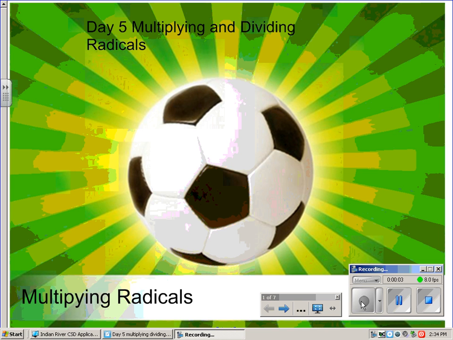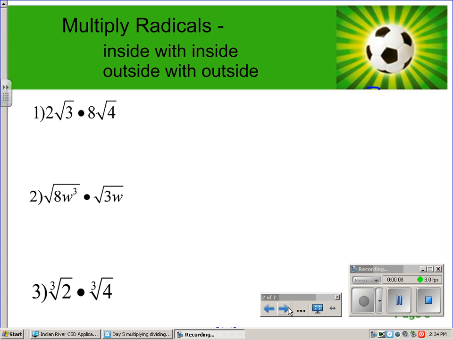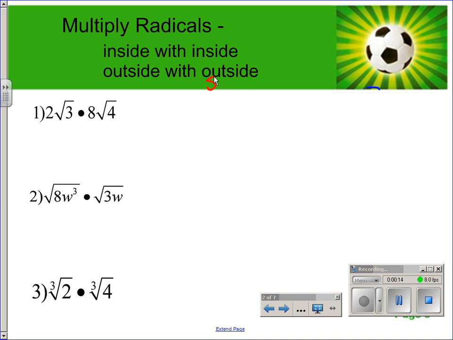Multiplying, dividing radicals. In this case, when we go to do this, we're going to multiply the inside with the inside, outside with the outside, then simplify. When we were adding and subtracting, we simplified first. Multiplying and dividing, we're simplifying last. So let's do number one, outside with outside.